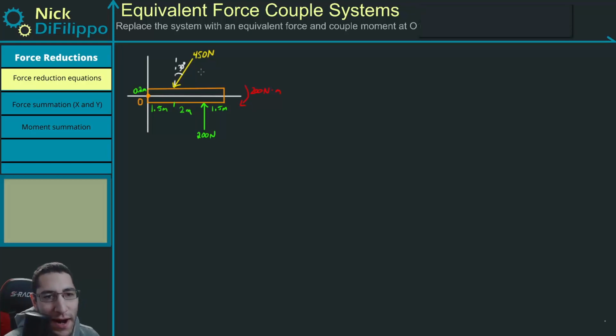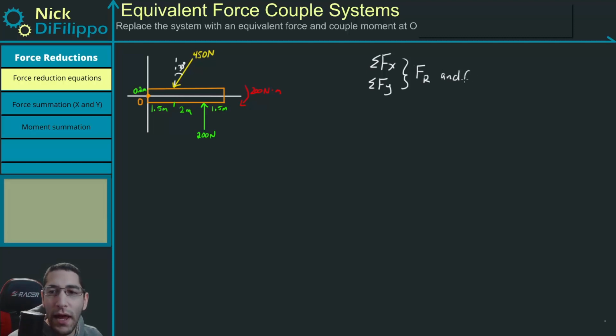In this problem, what we are asked to do is to take this system with a 450 Newton force, a 200 Newton force, and a 200 Newton meter moment and reduce it to a single force and couple that acts about point O. If you remember the steps you need to do to replace a system with an equivalent system, first step is sum your forces in the x direction. Second step, sum your forces in the y direction. This will get us our resultant force. From our resultant force, we can figure out our angle, and this is the force we replace it with.